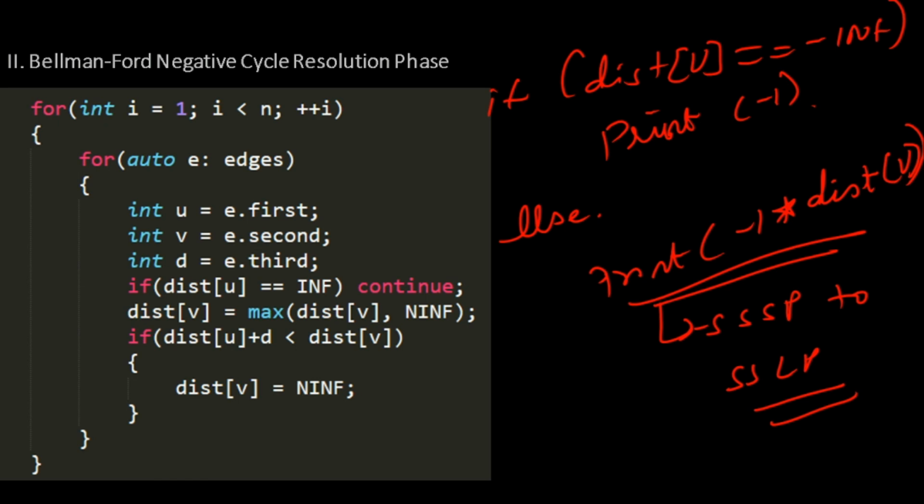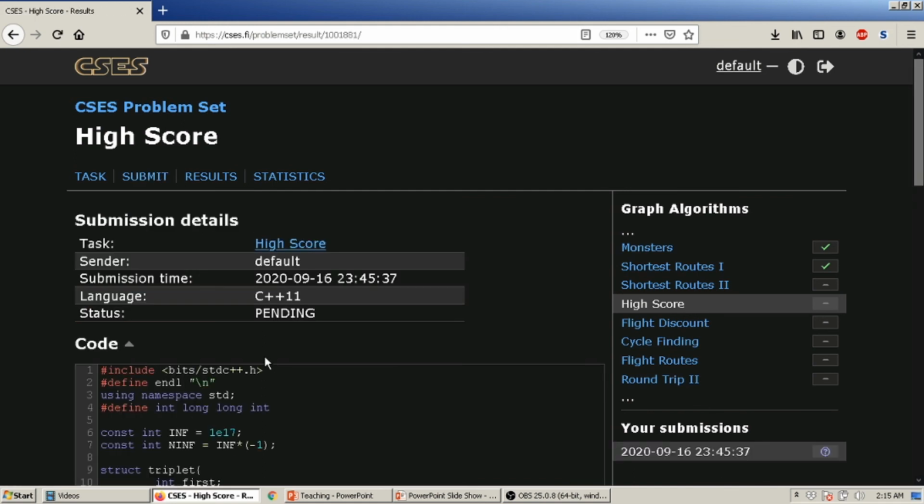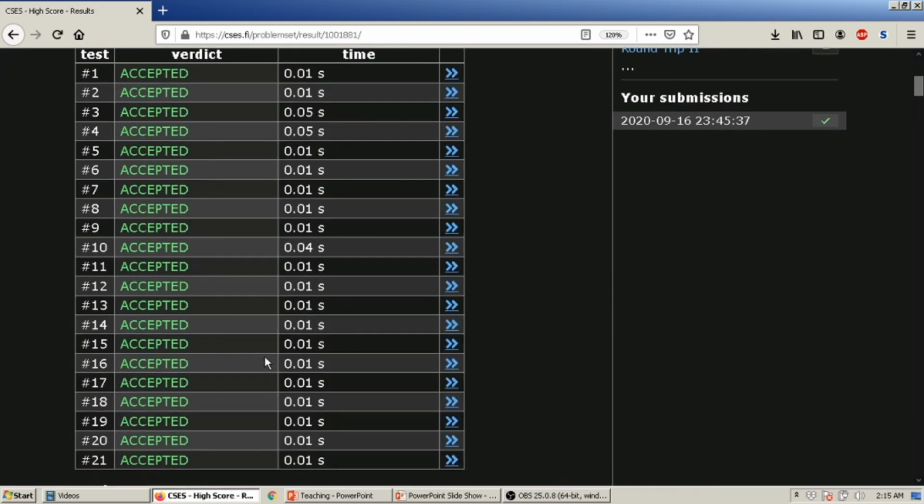Now let's go ahead and submit the code and get our all correct. Yes, it worked very efficiently.